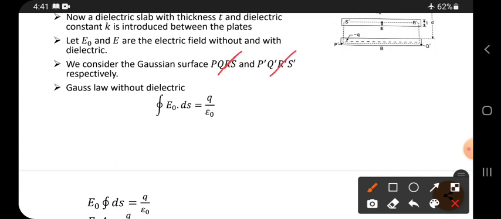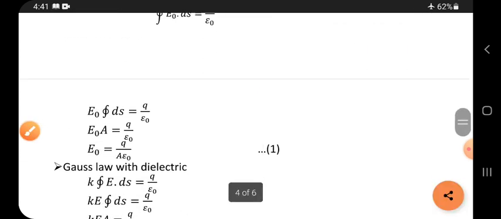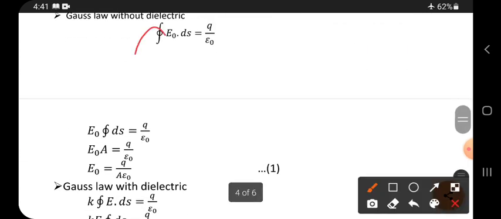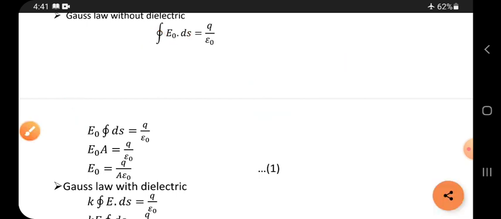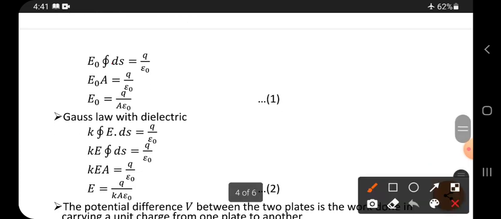For without dielectric, Gauss law in integration form is integral of E naught dot ds equals Q by epsilon naught. Bringing E naught outside, we get the integral of ds, where ds is a small area. If you integrate it, it gives the total area, which is denoted by A. Bringing A to the other side, finally this is equation 1.